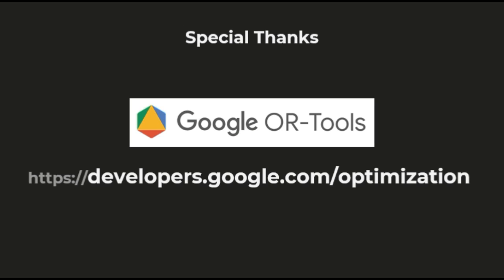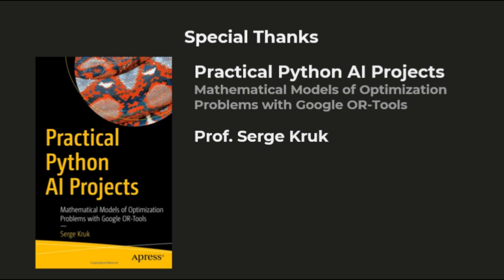Google's OR Tools library was used in making this tool. They have great tutorials and examples that are easy to follow without any background in operations research. It is available for Python, C++, Java, and C#. I also learned a lot from Professor Sergey Kruk's book, Practical Python AI Projects. It is very easy to understand and totally recommended. In fact, most of the code used in our CSP tool is taken from this book.